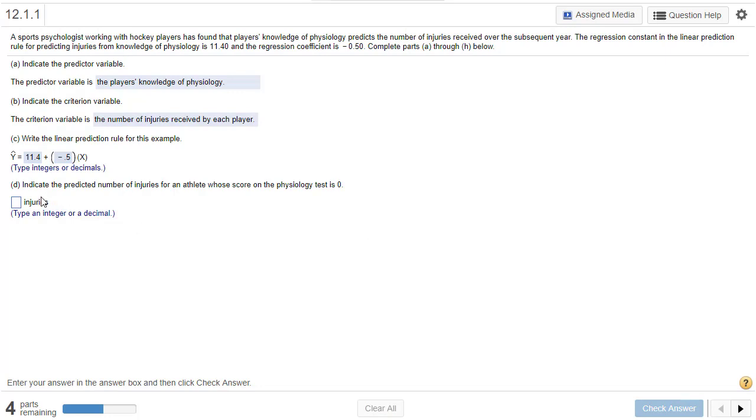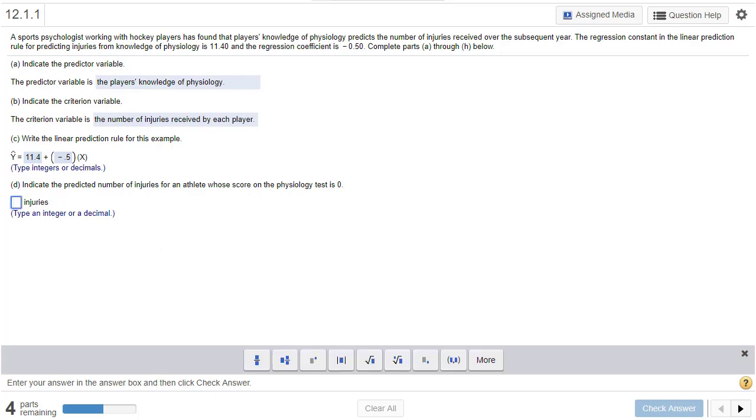Now indicate the predicted number of injuries for an athlete whose score on the physiology test is 0. So now what are we doing? We're just going to plug a 0 in for the x. And when we do that, I'm just going to get 11.4, because 11.4 plus negative 0.5 times 0 is 11.4.